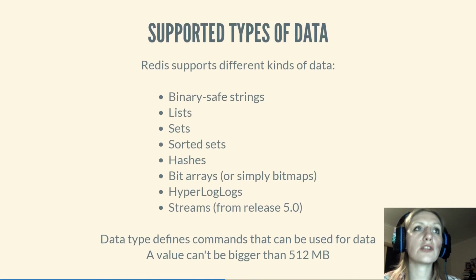So as I have mentioned, there are lots of data types that Redis can support, and here is a list of some of them. Binary safe strings, lists, sets, sorted sets, hashes, bit arrays or bitmaps, HyperLogLogs, streams. Streams are available in Redis from version 5.0 that was shown to the public in October of 2018.